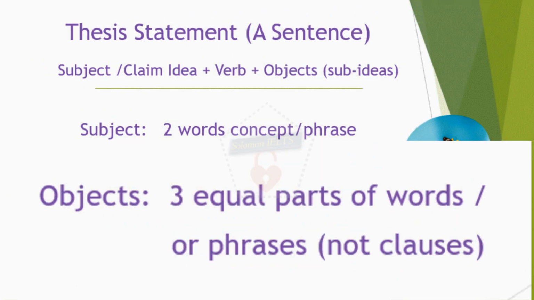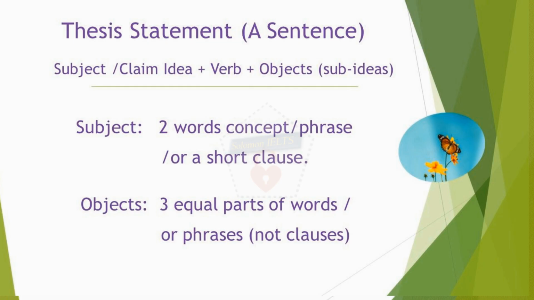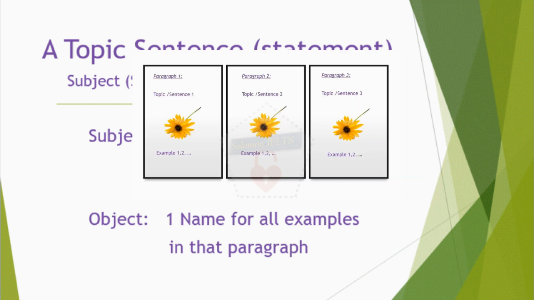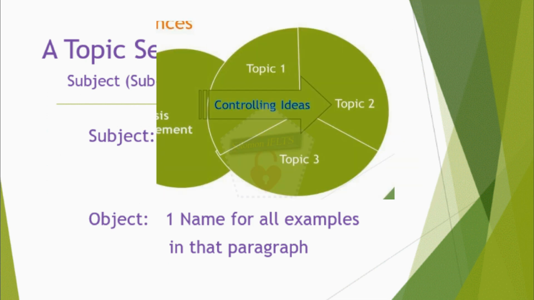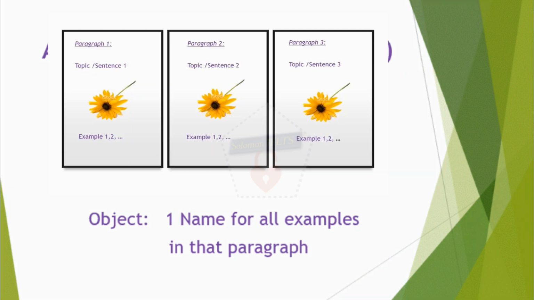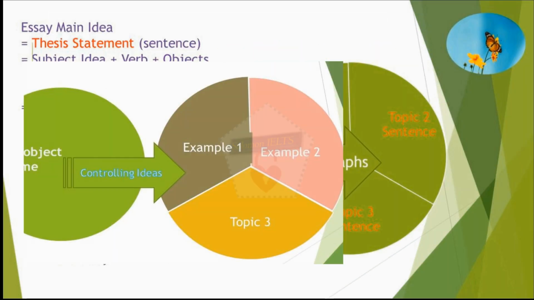So the subject is the same, a two-word concept or phrase, rarely a short clause. And the object is one name for all the examples in that paragraph. So one topic sentence, one paragraph, one subject and one object as one name, but each paragraph could have two or three examples. Next is the names of objects in the topic sentence.